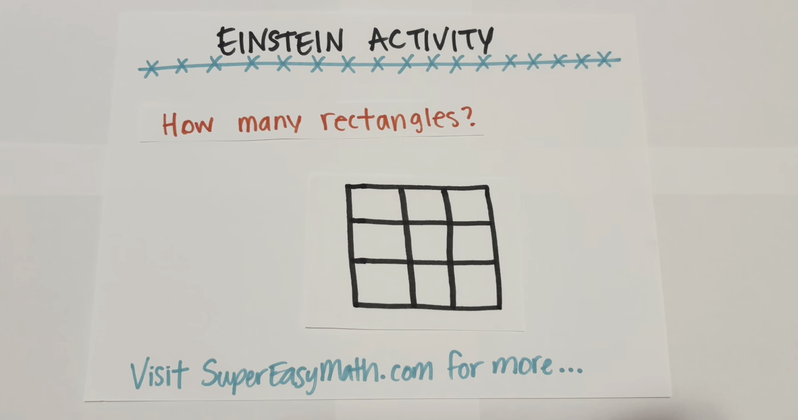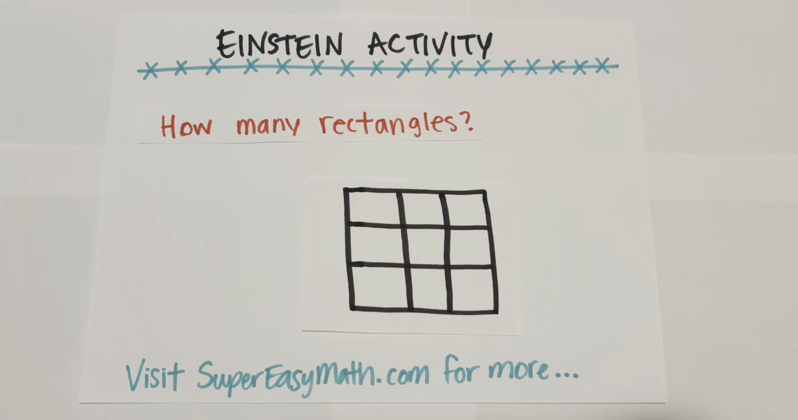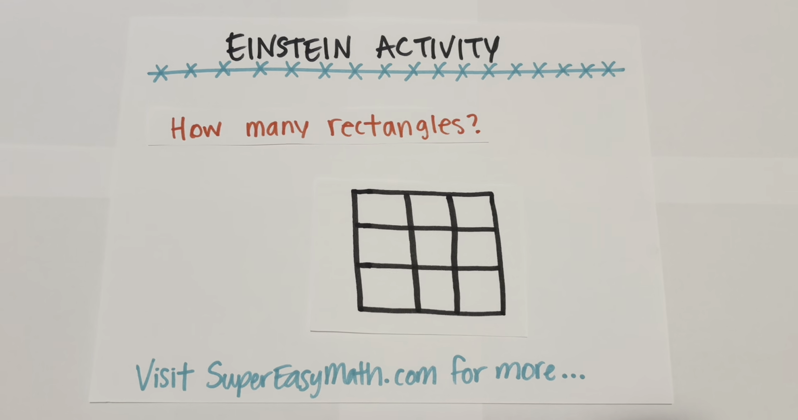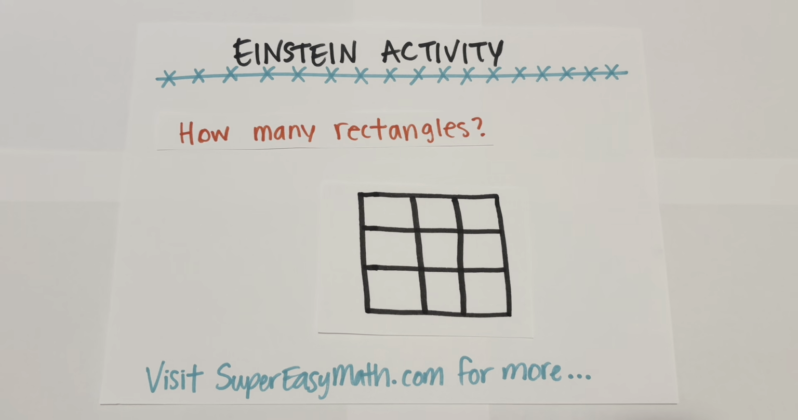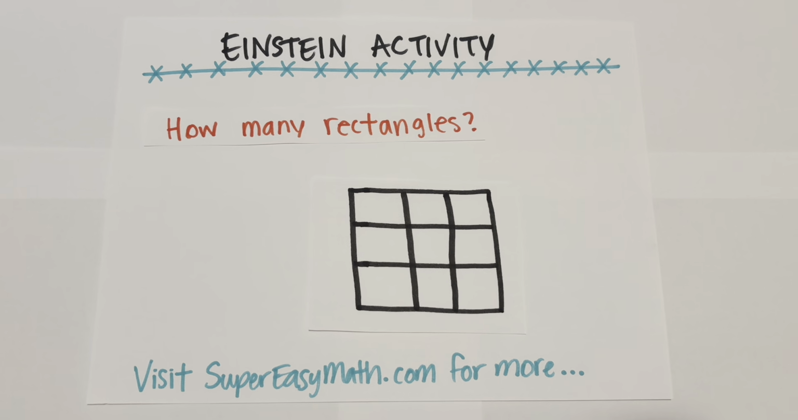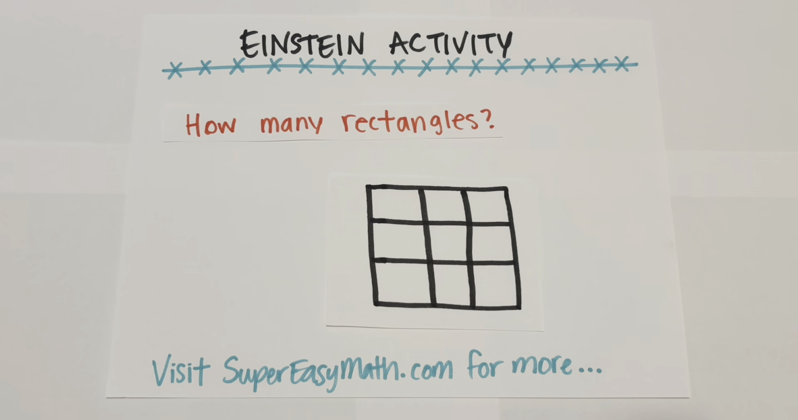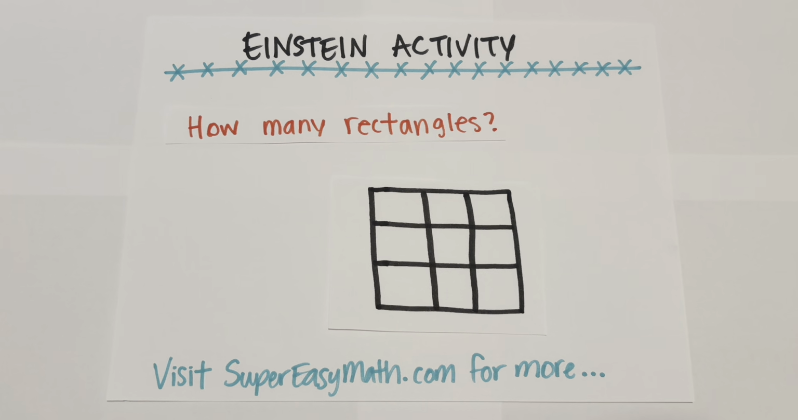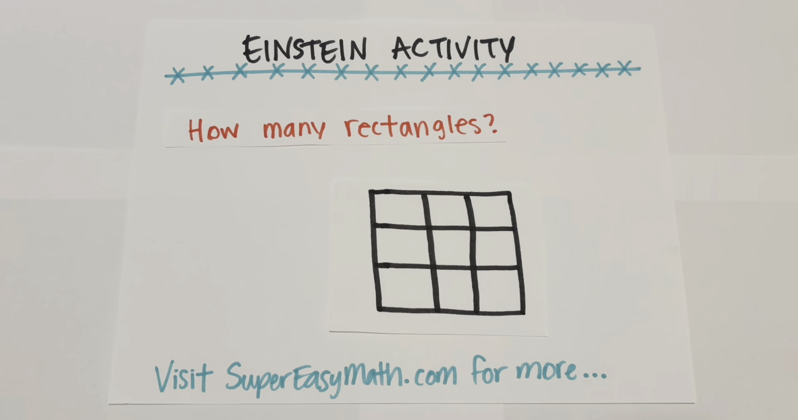Today's Einstein activity says, how many rectangles? Well, when we're looking at this shape, we want to keep in mind that a rectangle could show up in the form of what is traditionally thought of as a rectangle, but it can also show up in the form of what is thought of as a square. Because the rule for a rectangle says that you need to have two sets of parallel lines, and you can have that in the shape of a square.